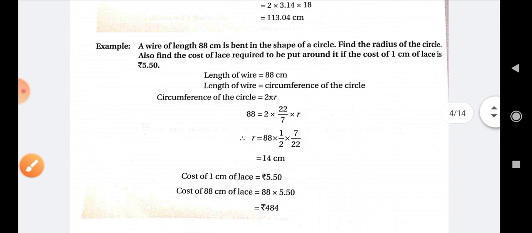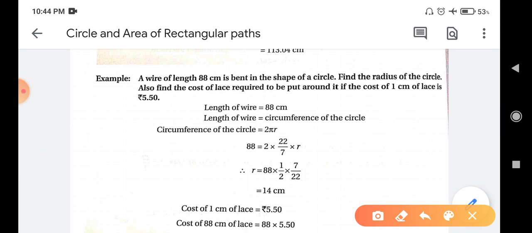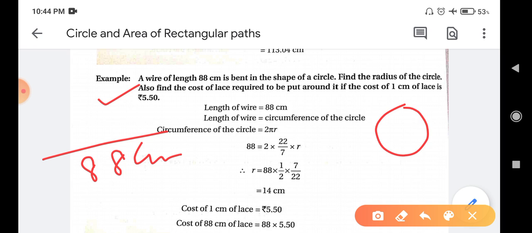Next question is, a wire of length 88 centimeter is bent in the shape of a circle. We have a wire of 88 centimeter and if we want to bend it in the shape of a circle, it is bent in the shape of a circle. So the circumference of this circle will be equal to the length of this wire, which is 88. So circumference of this circle is also 88 centimeter. Then we can easily find the value of radius. Find the radius of this circle.